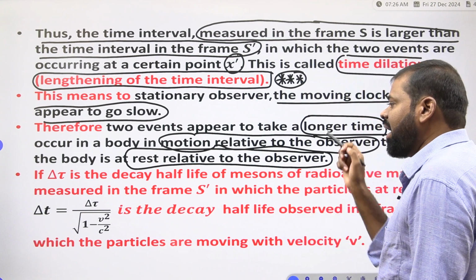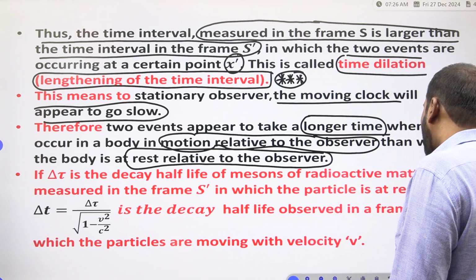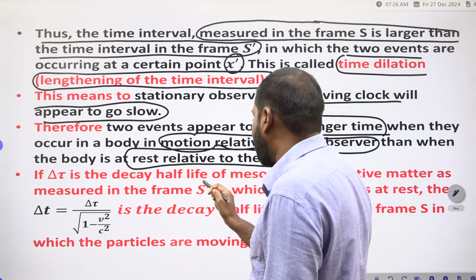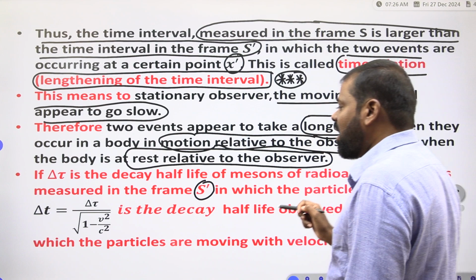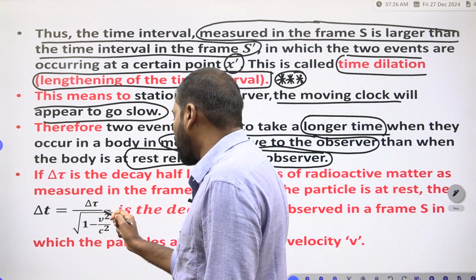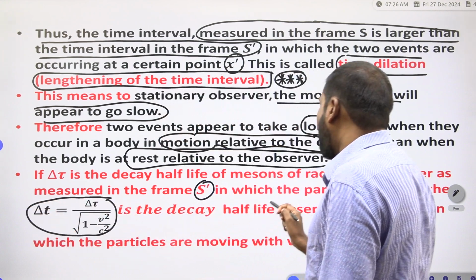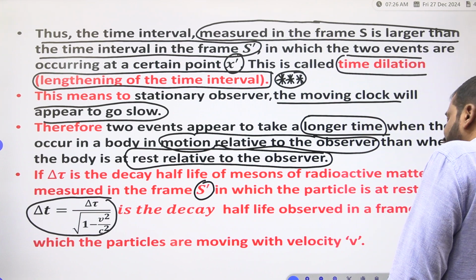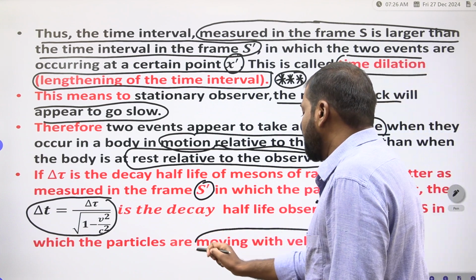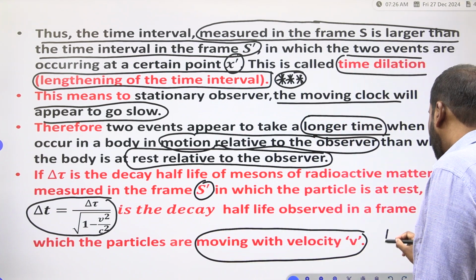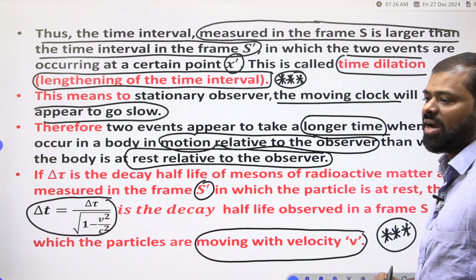If delta tau is the decay life of the mesons of the radioactive matter as measured in the S dash frame, in which the particle is at rest, then delta t is equal to delta tau divided by the square root of 1 minus v square by c square. This is the decay life observed in a frame S in which the particles are moving with velocity v. So, we have to apply this time dilation principle to elementary particles also.